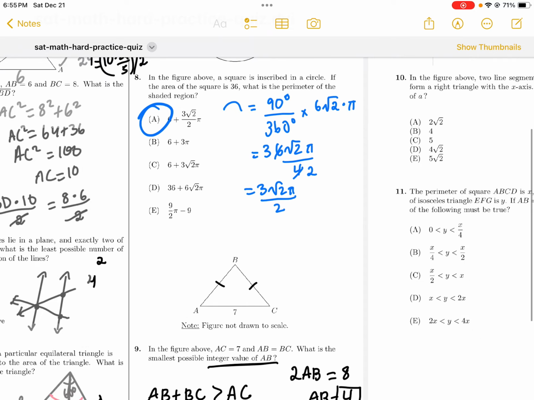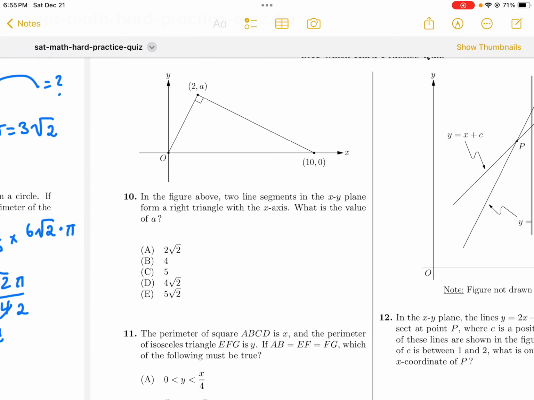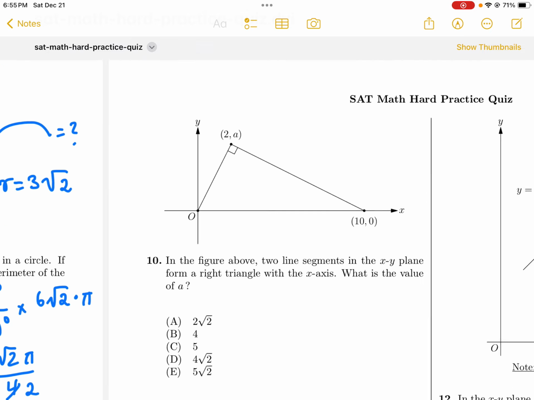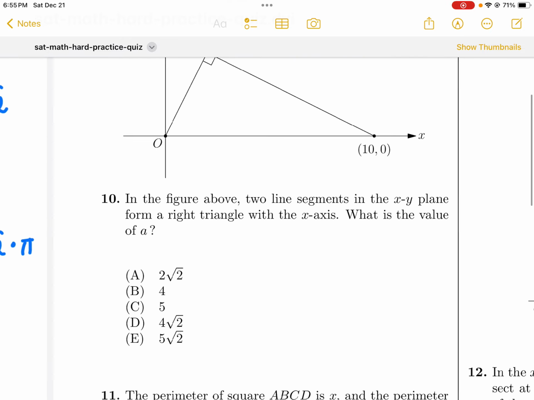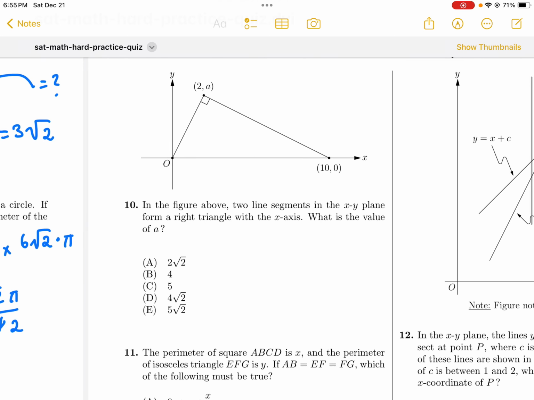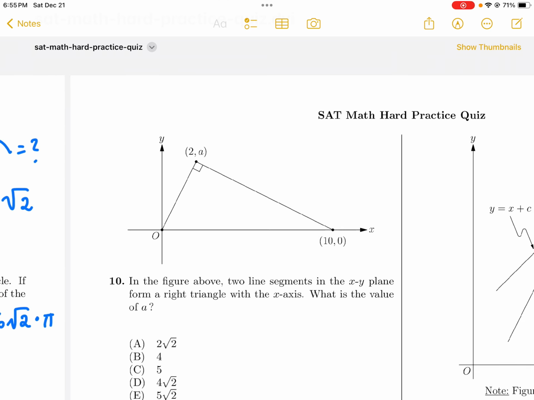Let's move on to question number 10 here. In the figure above, two line segments in the xy plane form a right triangle with the x-axis. What is the value of A? Looks like we're going to be using some distance formulas. Well, this is going to be fun. We have a right triangle. Let me reconstruct it up top.